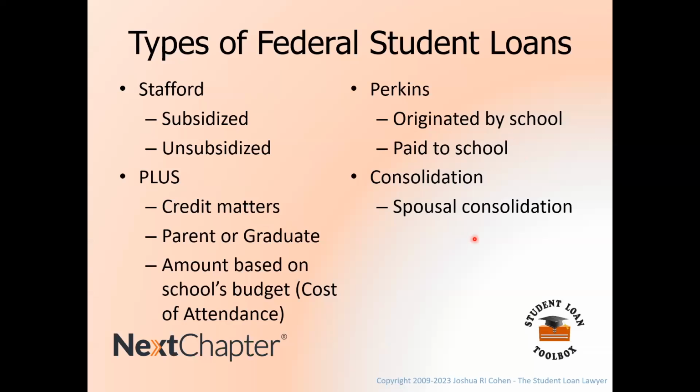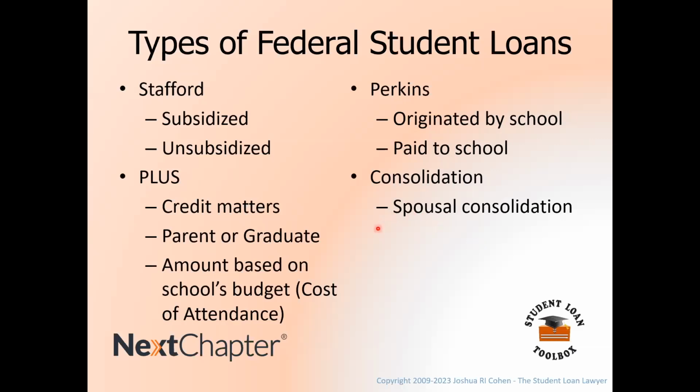Okay, the last loan are consolidation loans, which, great, you just segued me into it. It is similar to a refinance, but the term of art for federal loans, we say consolidation. For private loans, we say refinance. A consolidation pays off the underlying loans. You have a brand new loan. Credit is irrelevant. You are allowed to have a consolidation loan if you want one. Just a quick note, there's something called the spousal consolidation loan.